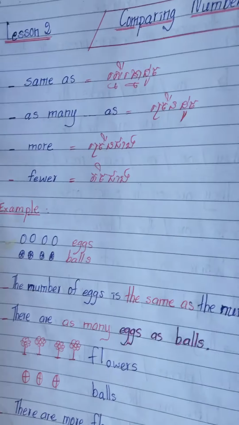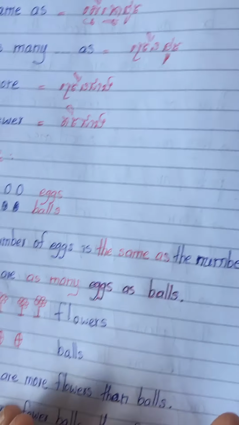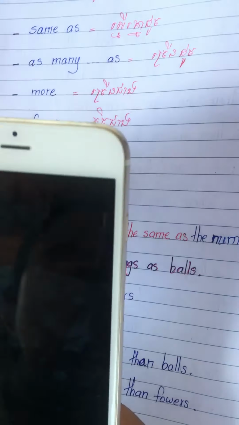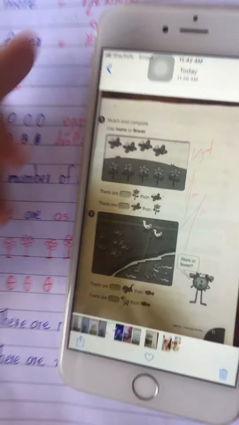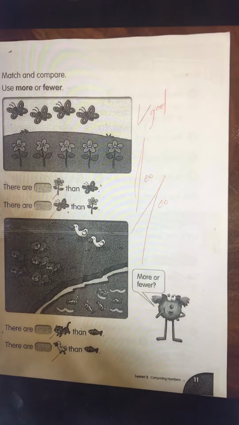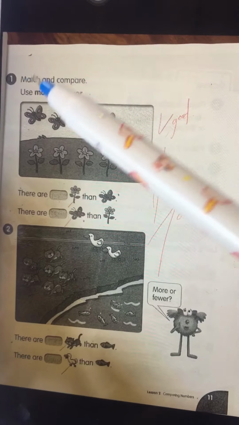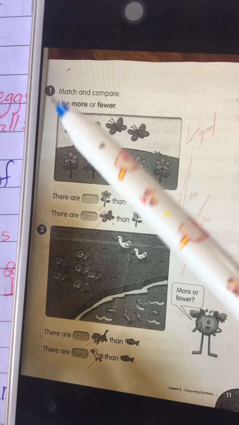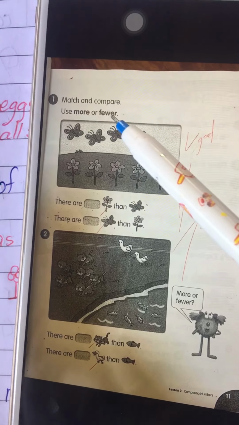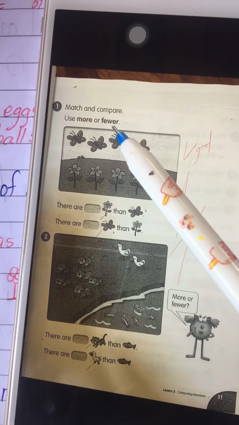So that's all for math today, but not only that, I have an exercise for you here on page 11. On page 11, exercise 1, match and compare. Use more or fewer. It means that they want you to use the word more or fewer.